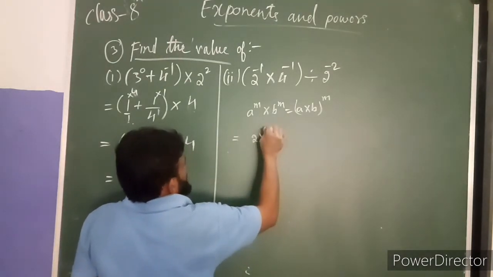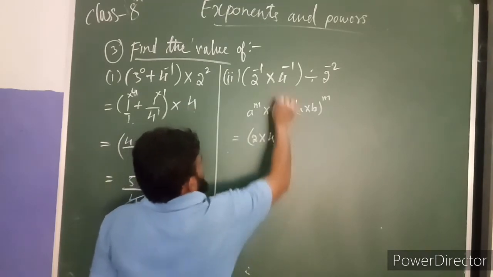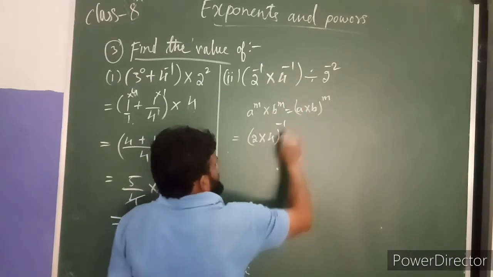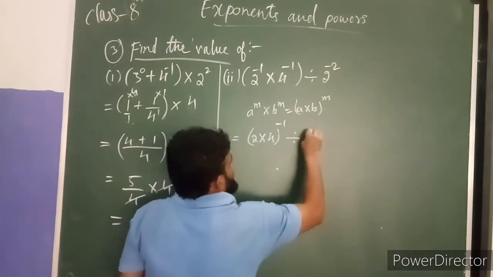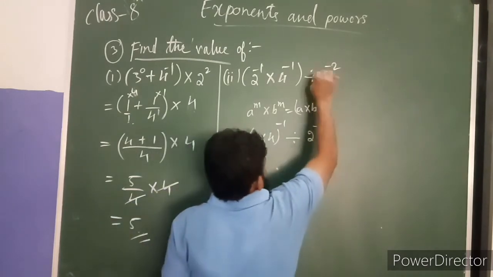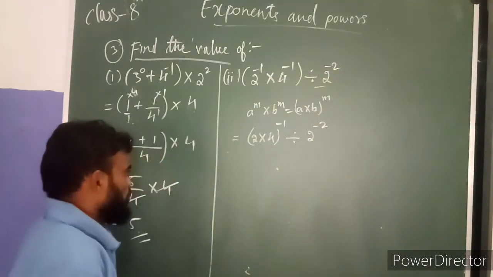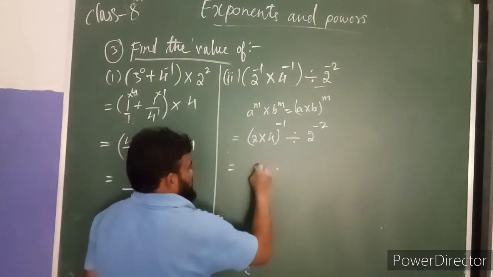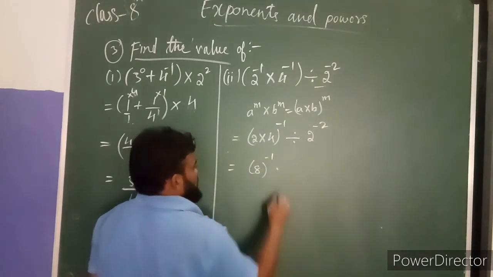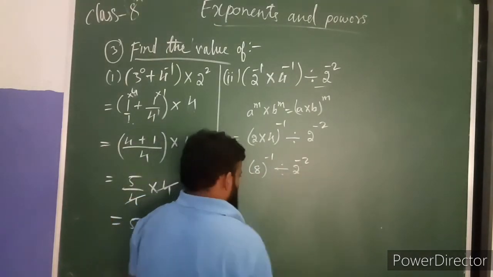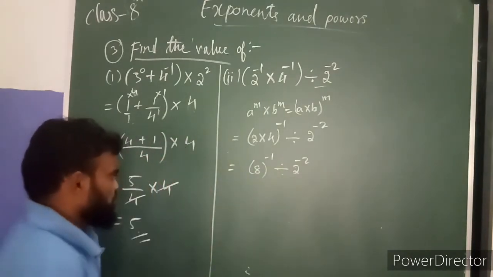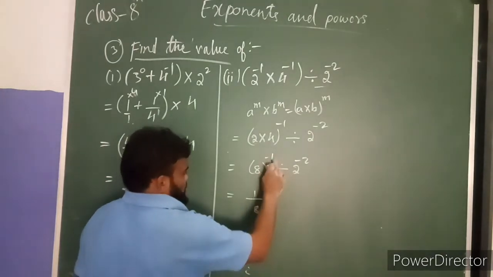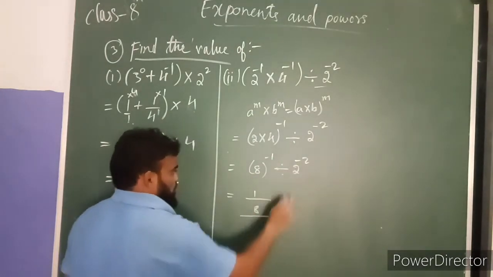So I will apply: 2 into 4 whole to the power of minus 1, using a to the power of m into b to the power of m equals a into b whole to the power of m, divided by 2 to the power of minus 1. This is the division. That gives 8 whole to the power of minus 1, divided by 2 to the power of minus 1. We take the same fraction form: 1 upon 8, divided by 2 to the power of minus 1.